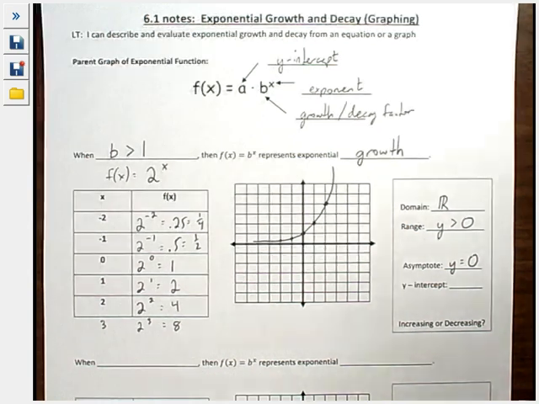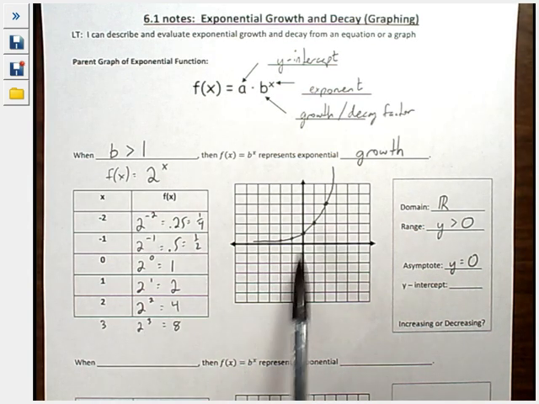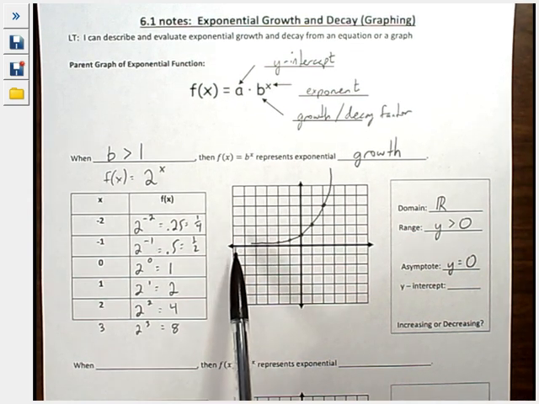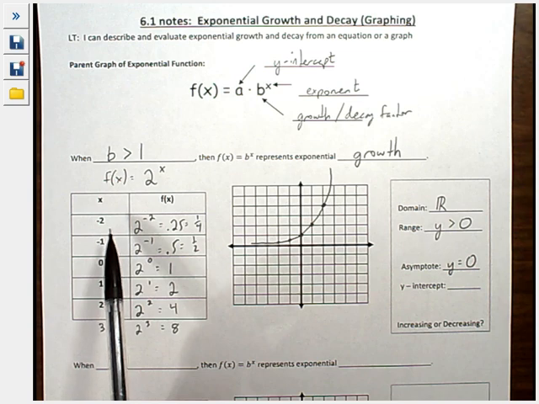No matter what number we put into here, okay, into our exponent, we cannot get to 0. We can get really, really close, but we cannot get to 0. No matter how small of a number we put in, you put in negative 1,000,000, you're still not going to get 0.